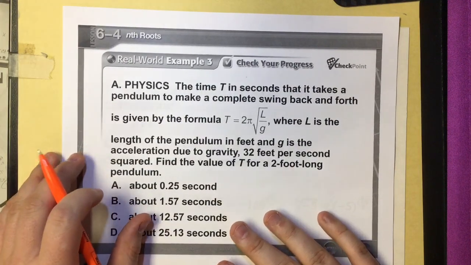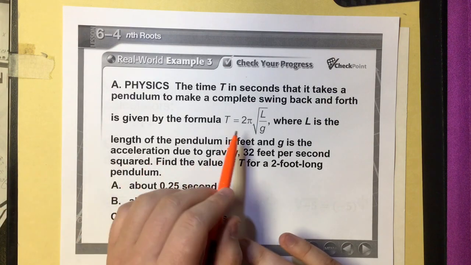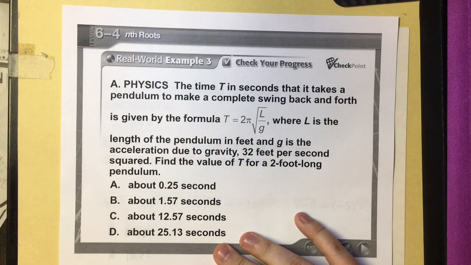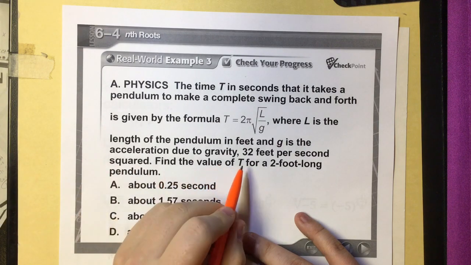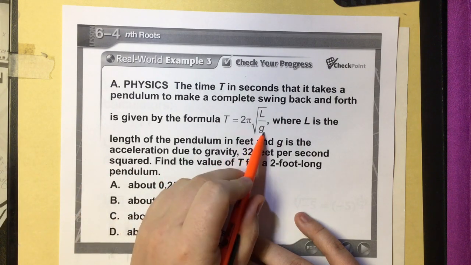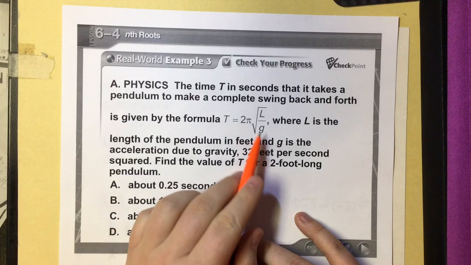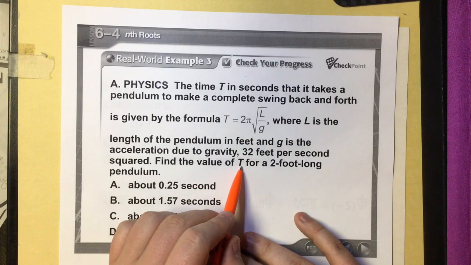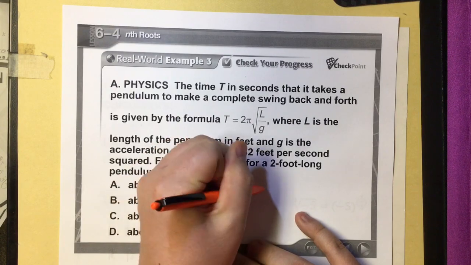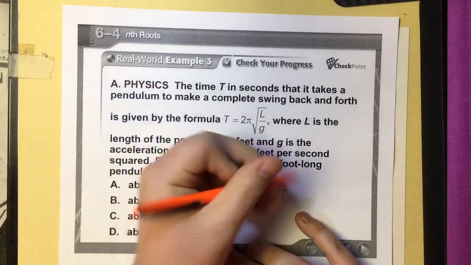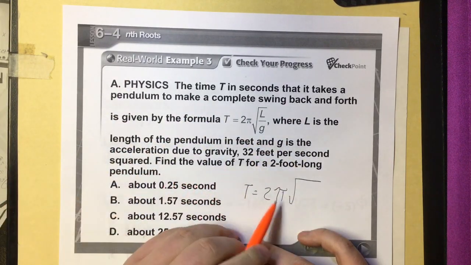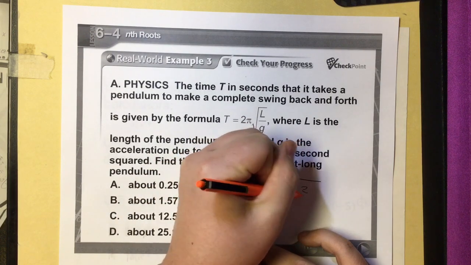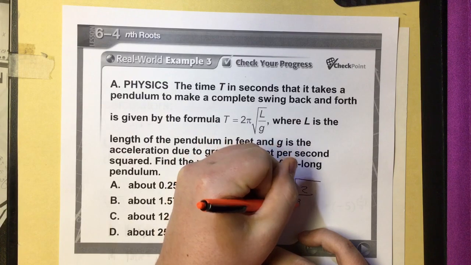All right, right here, just a little application problem. They give us a formula for how long it takes a pendulum to swing back and forth. It tells us that G is 32, so just plug 32 in there. And it wants us to find the value of t, so t is equal to 2 pi, pi is a number we know, times the square root of L, a 2 foot long pendulum, so 2 over G, which is 32.